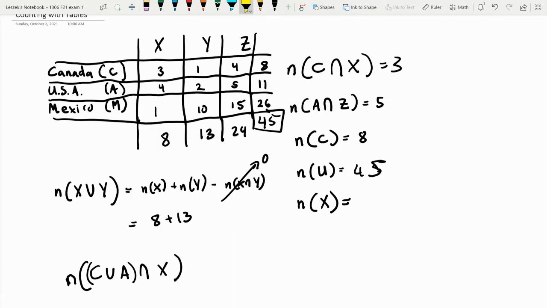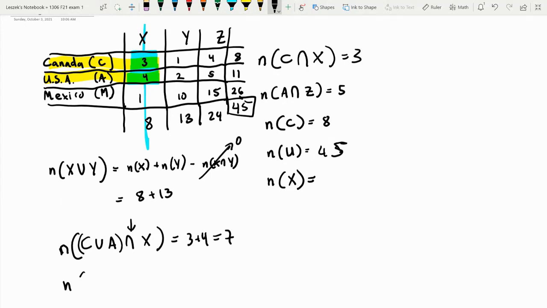So when we take the union, all we're doing is lumping the Canadians and Americans together, right? And at the same time, we're looking at category X. So the intersection is 3 plus 4. Right, intersection 3 plus 4.